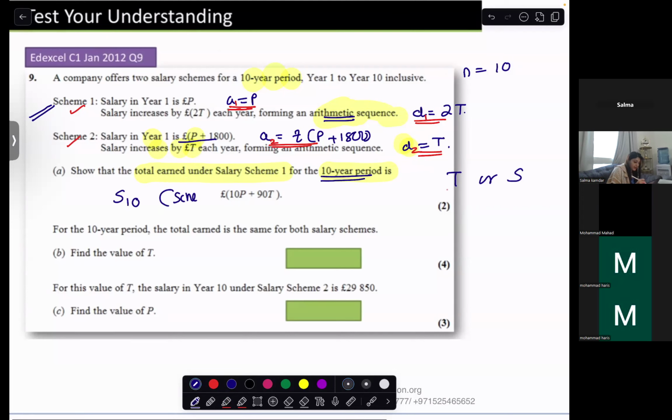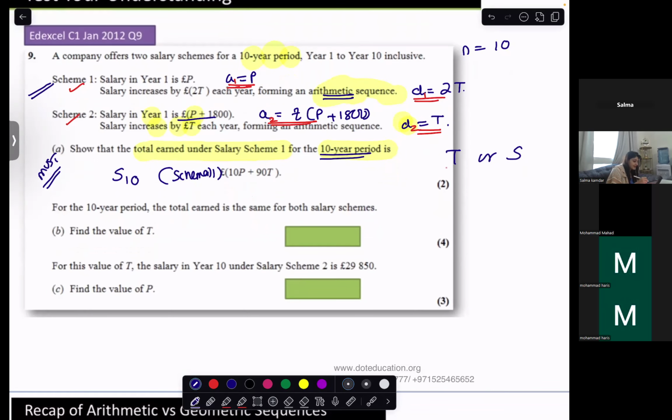Please note, whenever you're solving A, B, and C, you explicitly put your A, D, N, and the formula. This is a must. What is a must? Stating your A, D, and your N, and then writing the formula. Yeah, very good. Come on, read the next part.